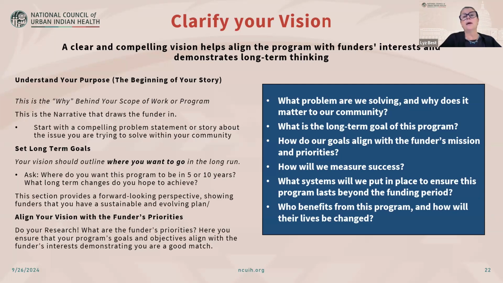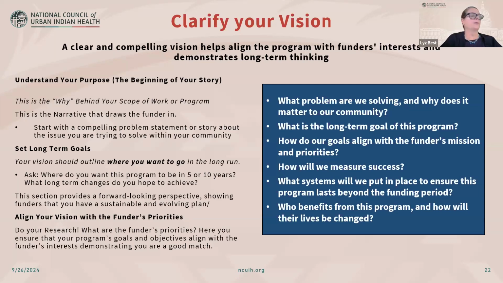This is where you have the opportunity to be creative and craft your compelling story that draws funders in and demonstrates the significance of your work. For instance, in our hypertension public health program, the purpose might be to address the high rates of hypertension in a specific community. Start by framing a powerful problem statement or narrative that highlights the urgency and impact of hypertension on the community's health. This story is crucial as it sets the stage for why your program is needed and why it matters.